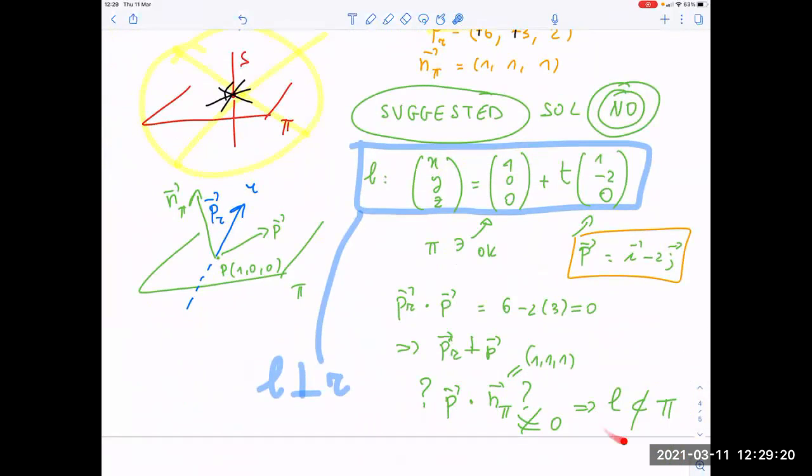So the line L suggested here is not working. And the problem is that it is not in the plane. It is orthogonal to line R, but is not lying in the plane. So what was wrong? This was okay, but we need to find a new direction vector.